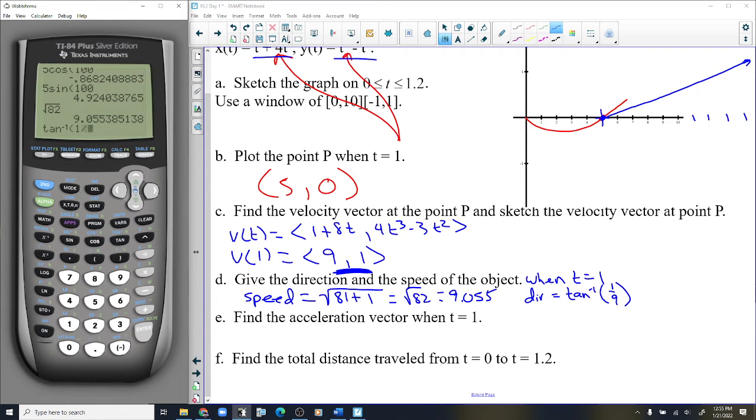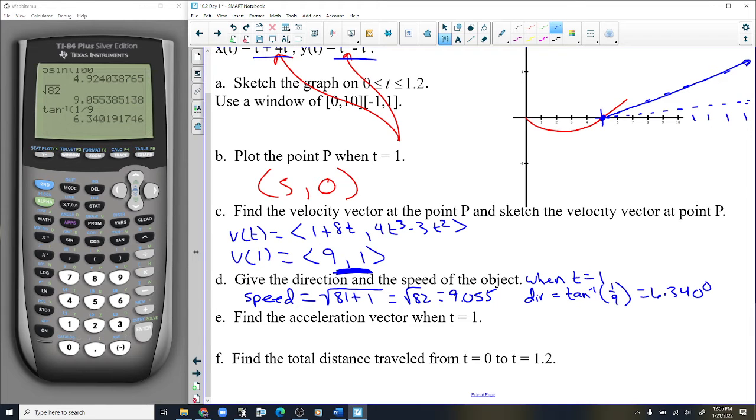Inverse tangent of 1/9 is 6.340 degrees. Now this isn't really to scale. If it was to scale, 1 would probably be right there. So there's where we would really kind of more visually see that it's 6 degrees.